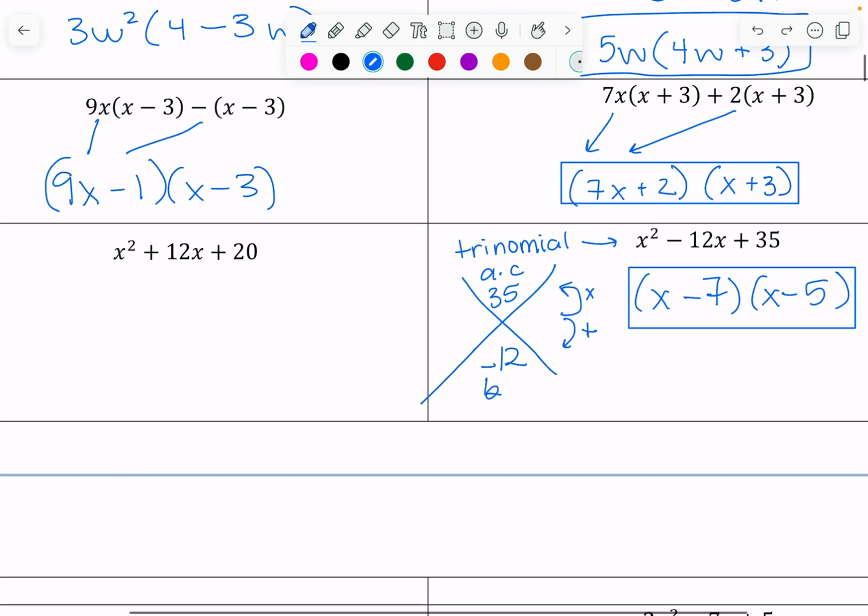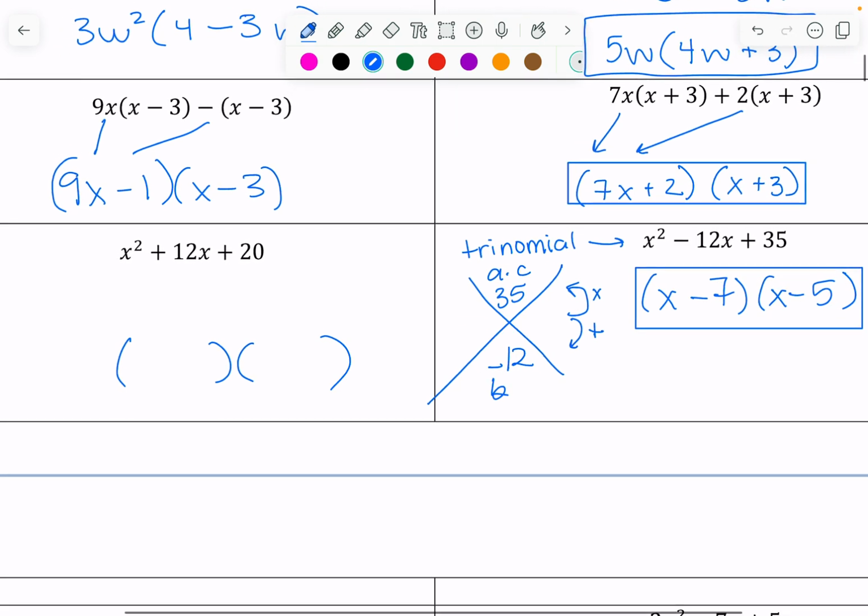Now for the next one, to find the 2 binomials, we have been doing the big X, and some of you do B up here, and some of you do A times C, so it's really up to you. And remember, A is 1, so what 2 numbers multiply to 20 but add to 12? So over here, I just go through the list. 1 times 20, no, that's 21.